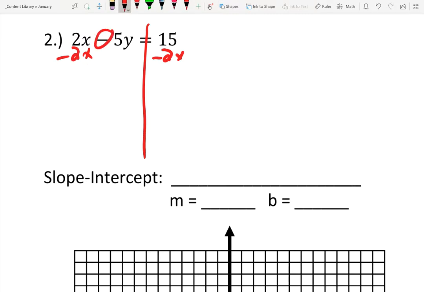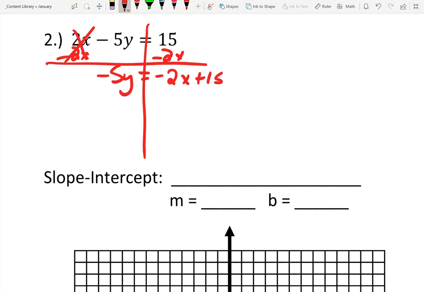So it doesn't really matter what this sign is. I think a lot of people would think, oh, there's a minus sign, so shouldn't you add 2x? And no, not really, because the 2 doesn't have the minus sign. The 5 does, but the 2 doesn't. So we're subtracting 2, and that cancels out because positive 2 minus 2 is 0. So this is negative 5y equal to negative 2x plus 15.